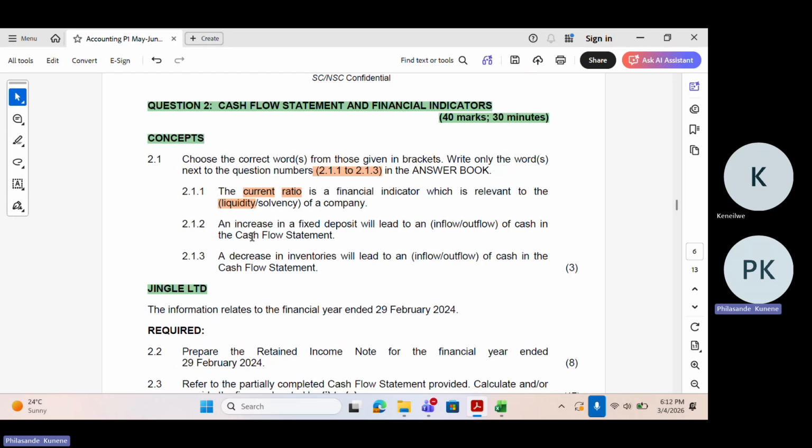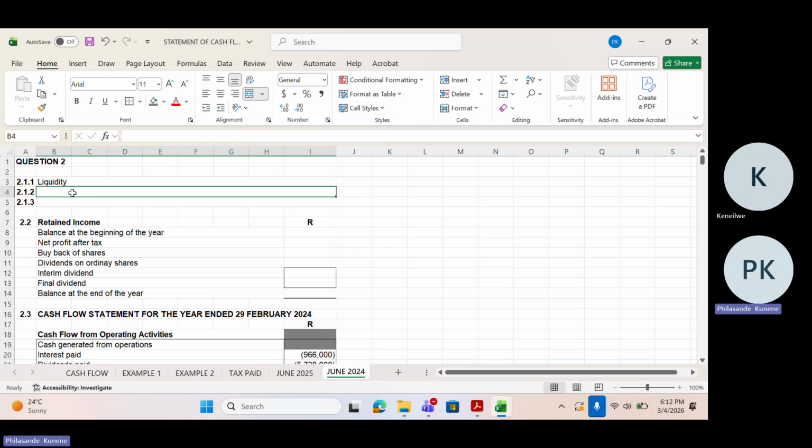Okay, 2.1.2, an increase in the fixed deposit will lead to an inflow or outflow of cash in the cash flow statement. Outflow. Exactly, outflow. If the fixed deposits increase, there will be an outflow of cash in our cash flow statement, right? Okay, outflow.